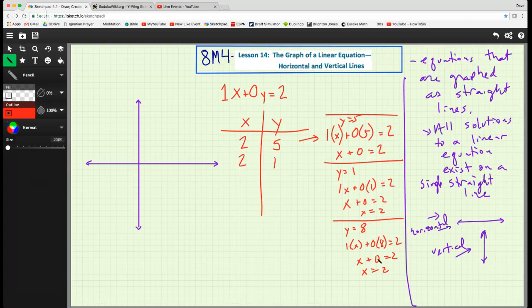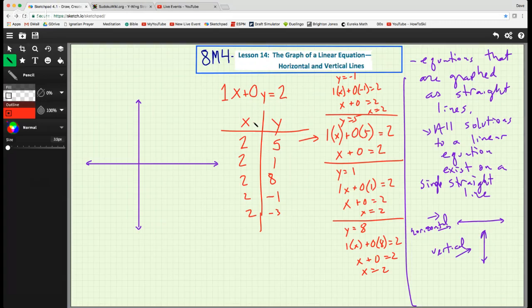So x equals 2. Well, if we do this for a bunch of different numbers and we keep plugging in y, what if we plugged in -1? Well, if y is equal to -1, then we have 1 times x plus 0 times -1 equals 2, or x plus 0 equals 2. We have x equals 2 again. And it turns out that whatever y is equal to, it doesn't matter. If y is equal to -3, x is 2. Turns out that x is always 2 in this equation.